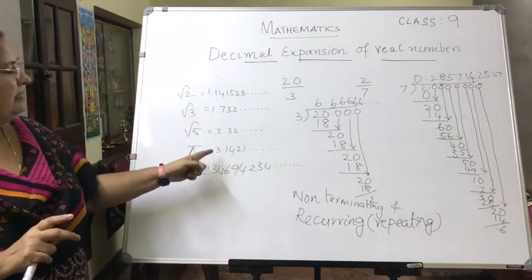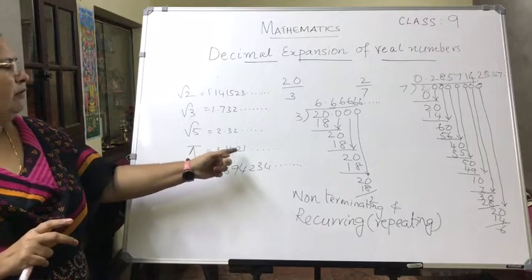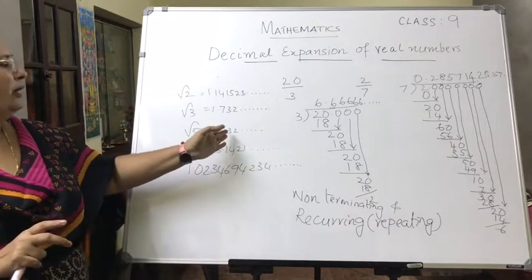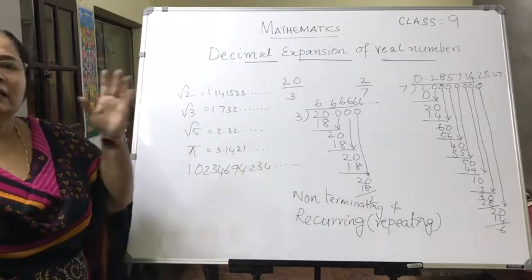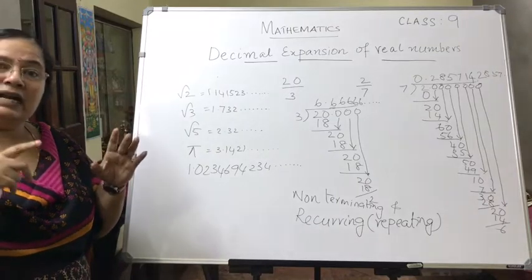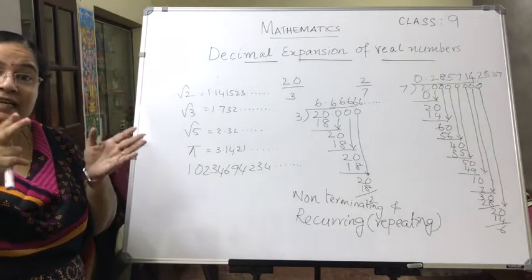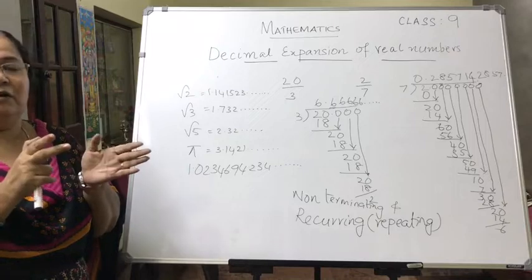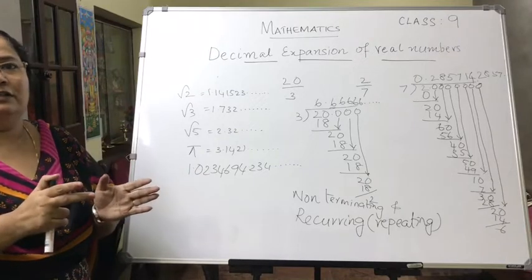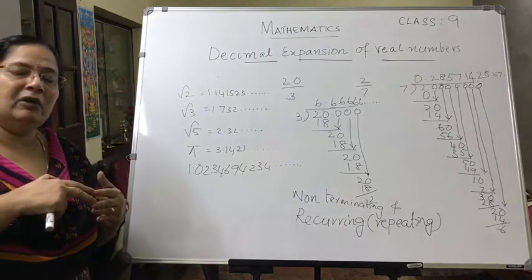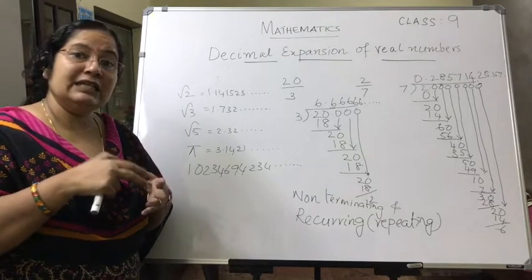See all these examples here you can see. See 3.1421, it is going on here, 2.32. So many places are there. The digits are not repeated in a particular pattern or in a particular slot. So what can we say about the decimal expansion of irrational numbers?